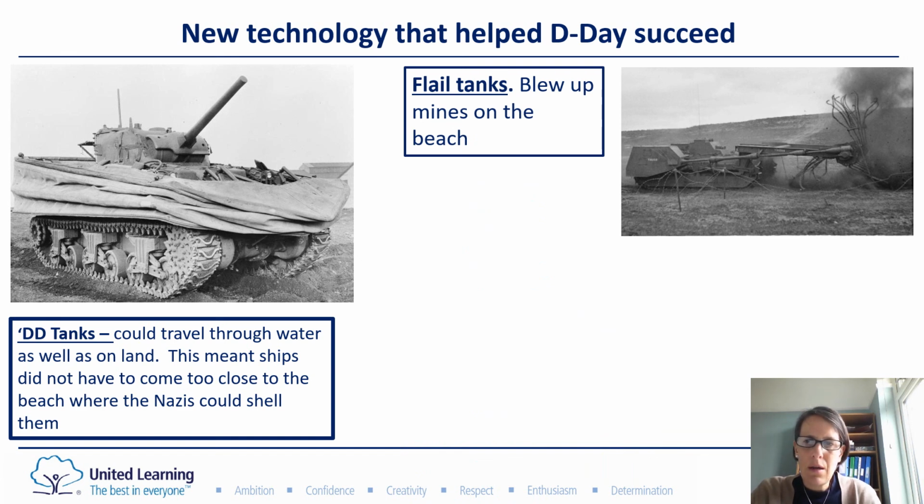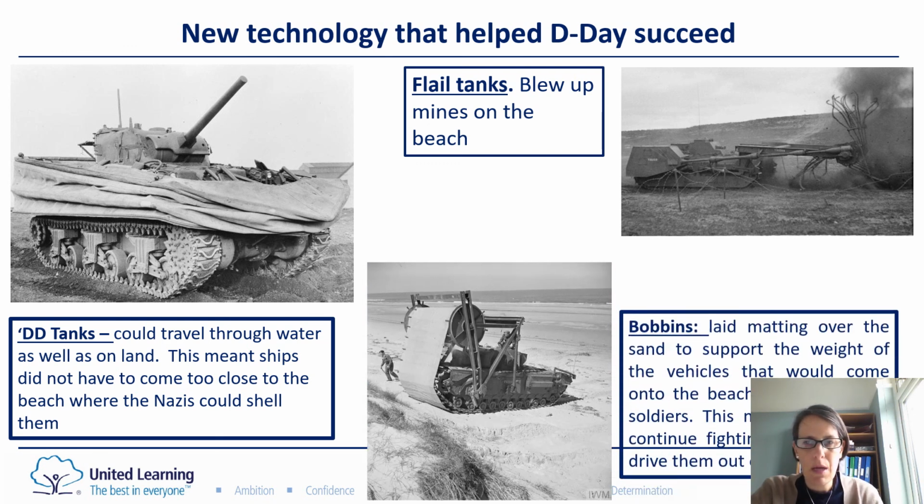They also used a tank like this, and this has got a big drum in it with metal chains that rolls around like this, and these metal hooks come down into the ground, into the sand, and bring up any mines and make them explode. So the people inside are safe, and then there's no mines left, and the soldiers can come onto the beach.